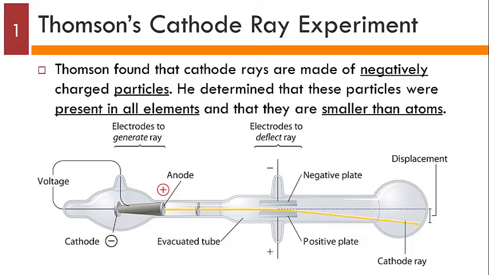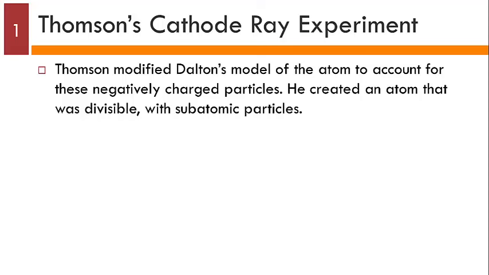He measured the displacement of that cathode ray, and from that he was able to determine that these particles are smaller than all atoms. He also determined that it didn't matter what the cathode and anode were made of, what metal was used, he always got the same result. So this led him to believe that these particles must be present in all elements. Thomson modified the current model, which was Dalton's billiard ball model, to account for these negatively charged particles. He created an atom that was divisible, made up of subatomic particles.